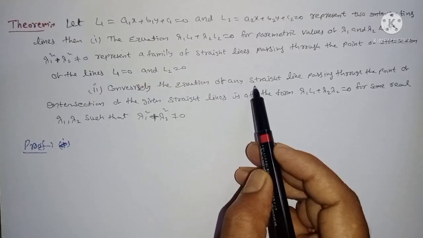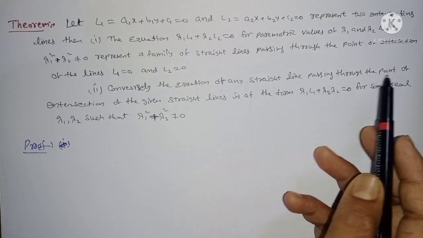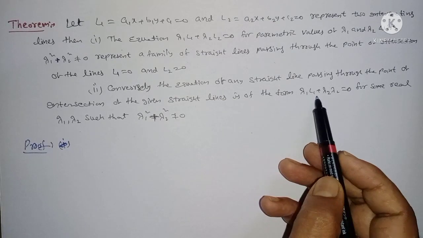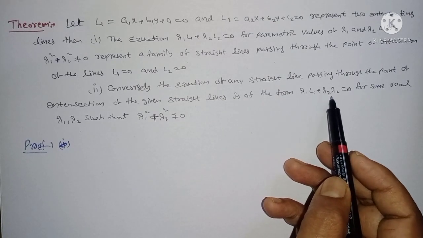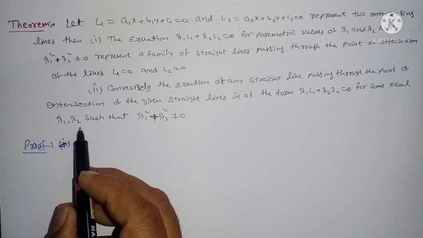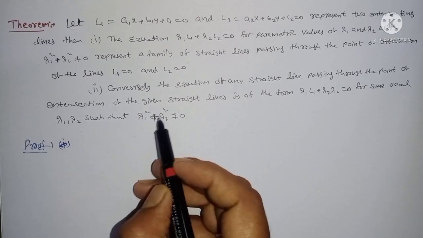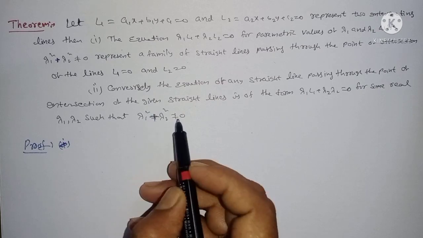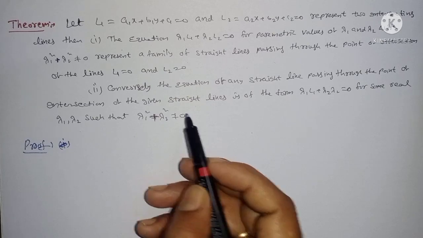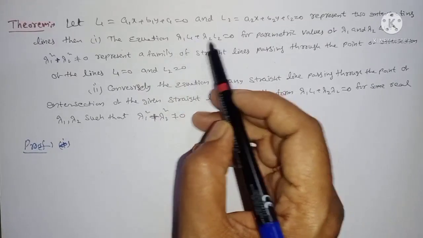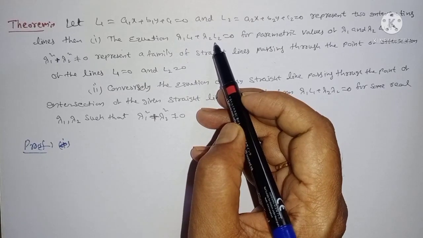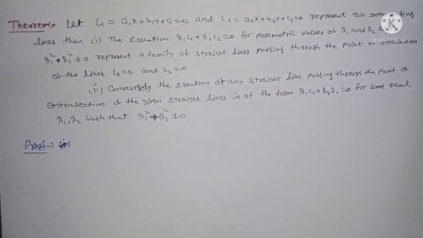Conversely, the equation of any straight line passing through the point of intersection of the straight lines L1 and L2 is λ1L1 + λ2L2 = 0, for real values of λ1, λ2 such that λ1² + λ2² ≠ 0. You have to prove that this is the equation of a line through the intersection. How can you prove it? Listen here. Proof.